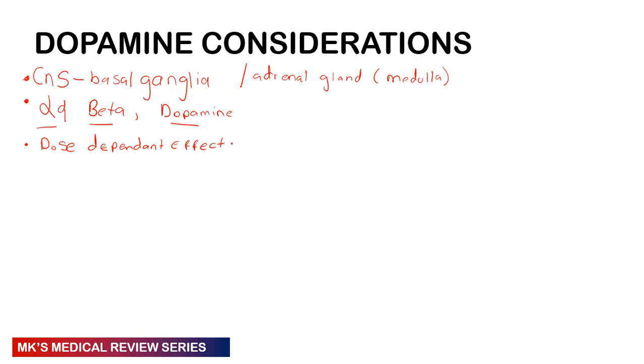But generally, what are the effects that we're going to be seeing of dopamine? First and foremost, it's going to have a vasopressor effect, meaning that it's going to cause vasoconstriction. In addition to this, it's also going to have a positive inotropic effect. So this vasopressor effect is going to result in an increase in your blood pressure, your BP.